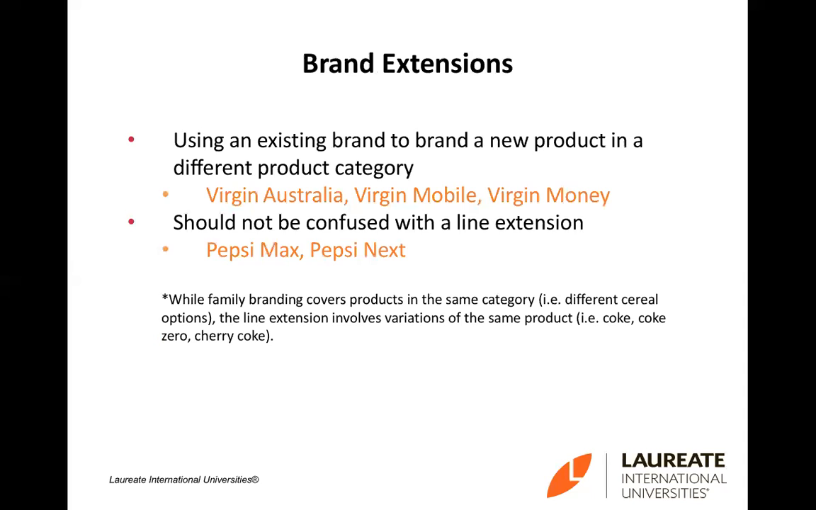Companies also need to consider their brand extensions, whether they're going to use the same brand name for a different product category or different industry. If you look at the Virgin brand, for instance, it has been used to compete in different industries, such as airline, mobile phone or telecommunication, and also the financial sector. Or a line extension strategy, such as Pepsi and also Coke: Pepsi Max, Pepsi Next, for instance, Coke Zero, Coke Classic, and also Diet Coke.